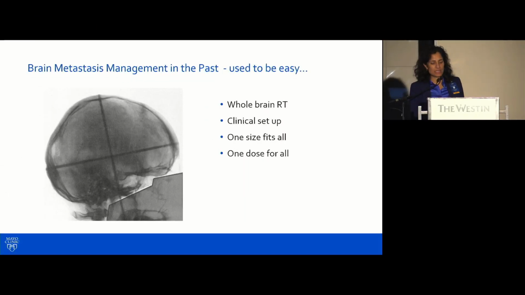So, in the old days, and not so distant past, whole brain radiation was very easy. It was simple: single brain met, patient comes to your clinic, you do whole brain radiation, you set them up on the table, put a piece of tape over their head, and go. Occasionally, if you're fancy, you would put an eye block. So one size fits all, clinical setup, doses are the same, and very uniform.